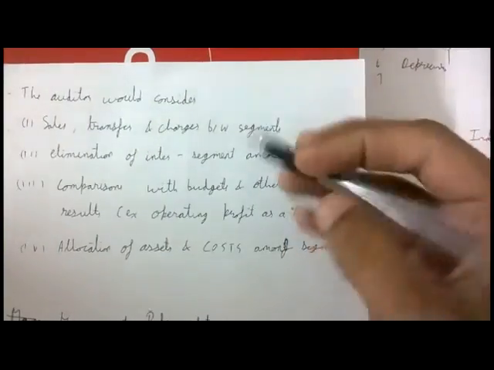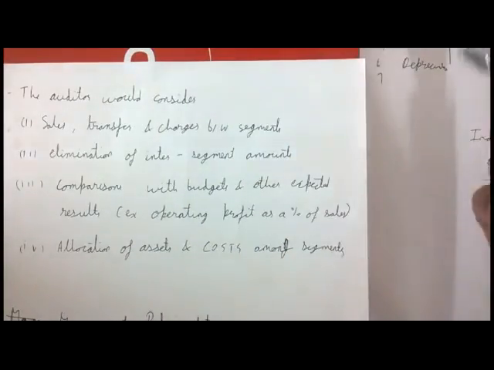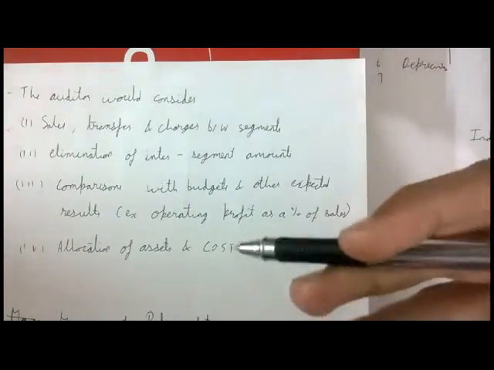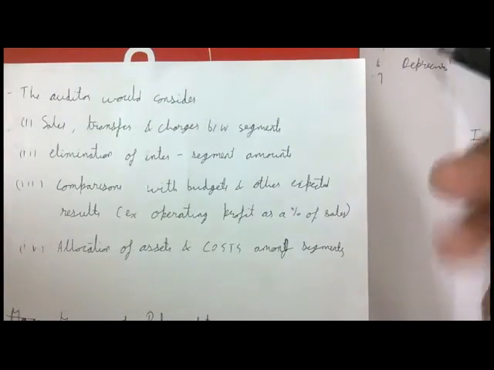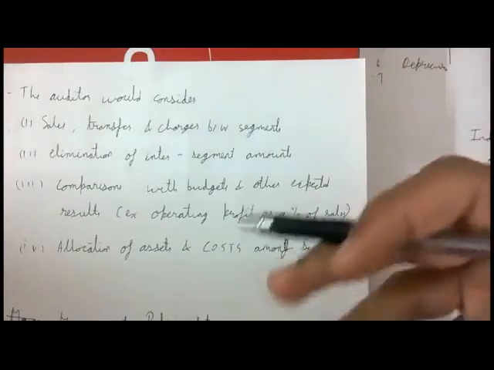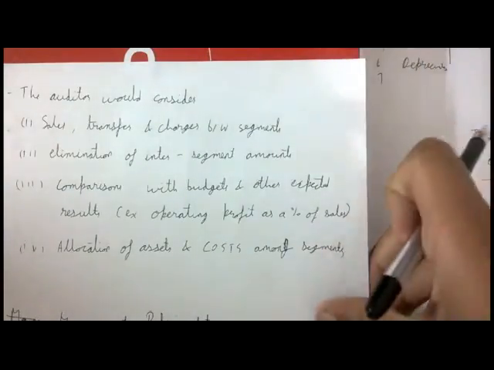Then comparison with budgets and other expected results. Example, operating profit as a percentage of sales. Allocation of assets and costs among segments. You might have costs which are aggregate for the whole company. You have to divide them among the different segments. So the auditor would consider how they have been divided, how the assets have been allocated, etc.